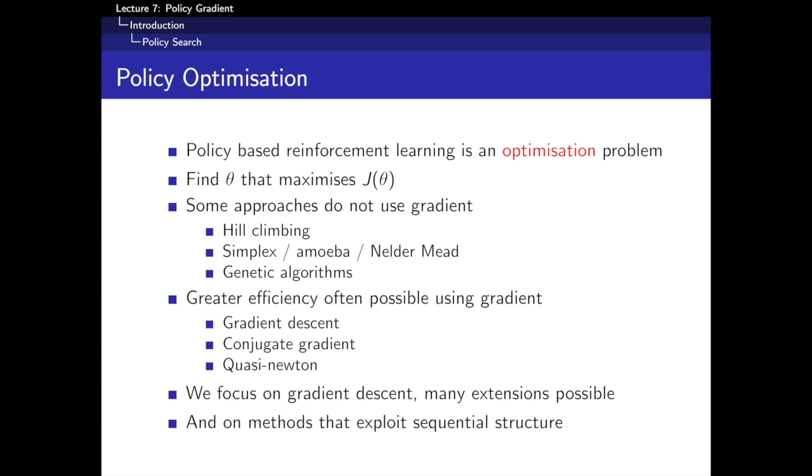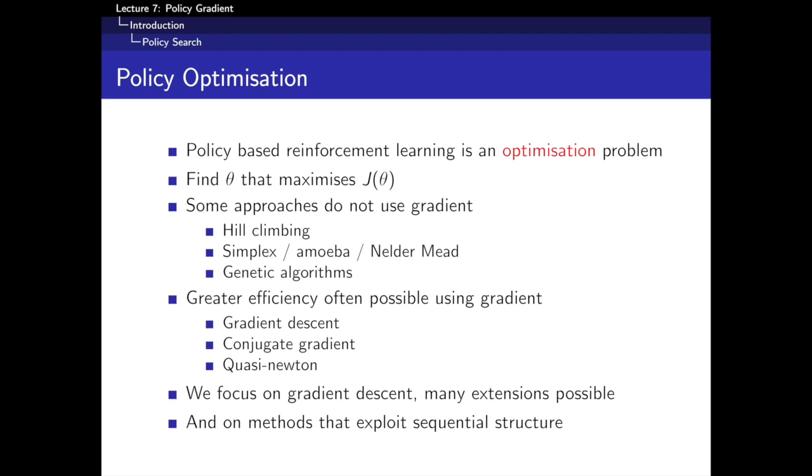Optimization methods are classically divided up into gradient-based methods and gradient-free methods. If you don't have access to the gradient, there are some algorithms you could use, like hill climbing or the simplex method, where you've got a triangle that you flip over and over as it folds its way down the hill, sometimes called the amoeba or Nelder-Mead. Genetic algorithms, too. These are all optimization methods that you could throw at a policy search problem to try and find the best policy which maximizes one of these objective functions.